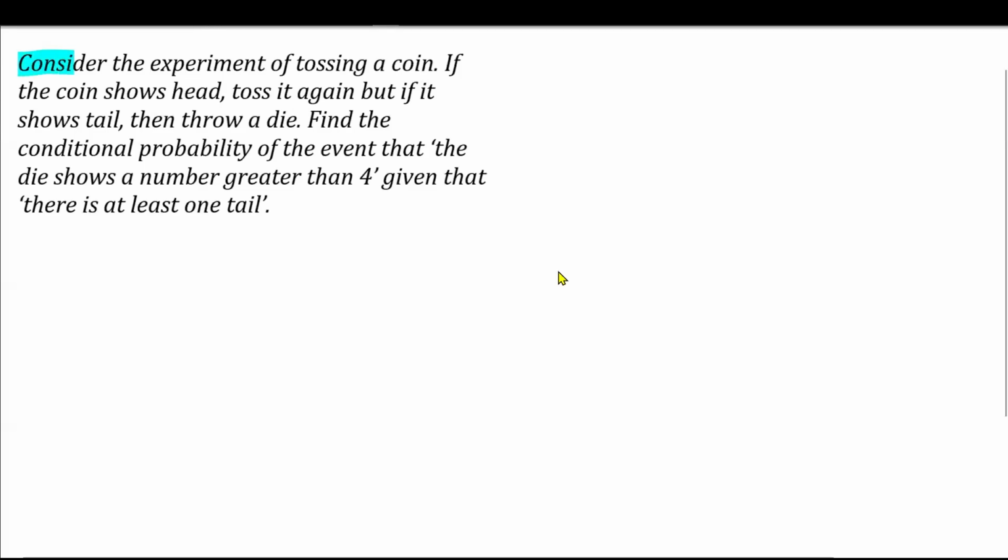In this question from the chapter probability, based on conditional probability, consider an experiment. The experiment is tossing a coin first. If the coin shows head, toss it again. But if it shows tail, then throw a die. So let's understand this through a flow chart.